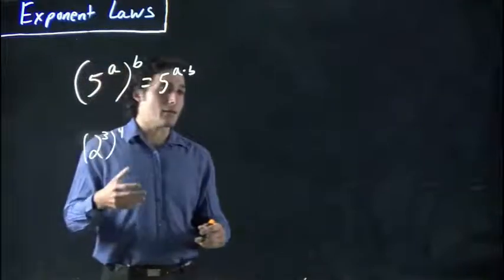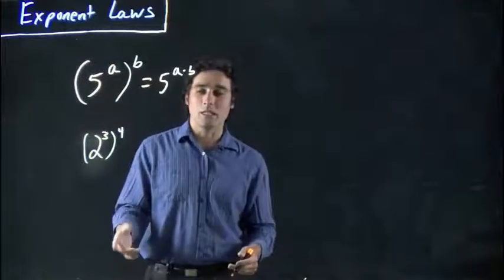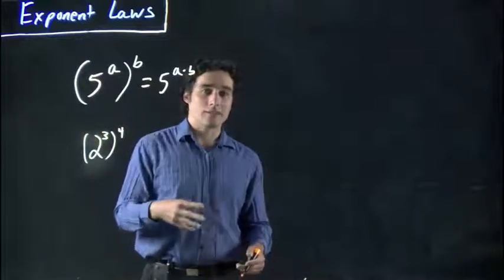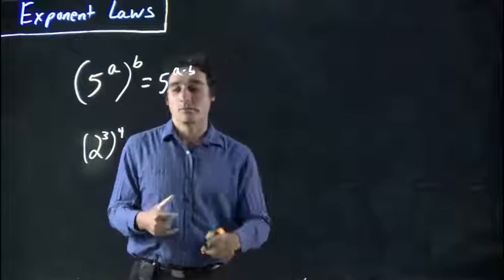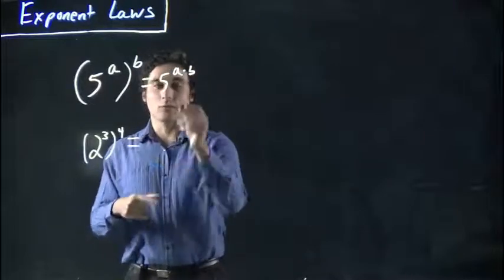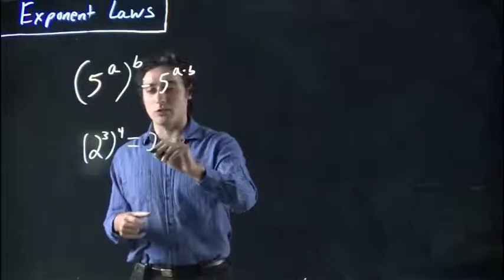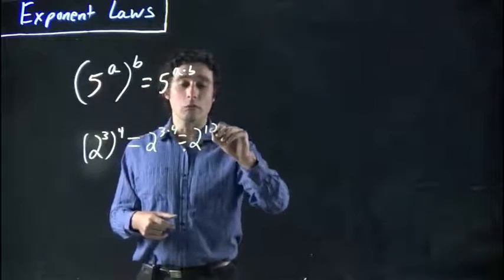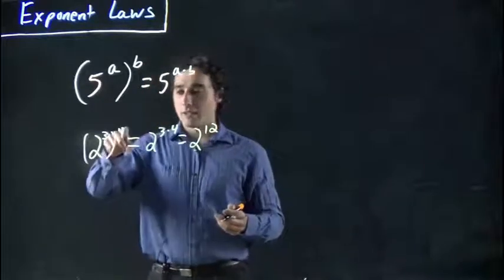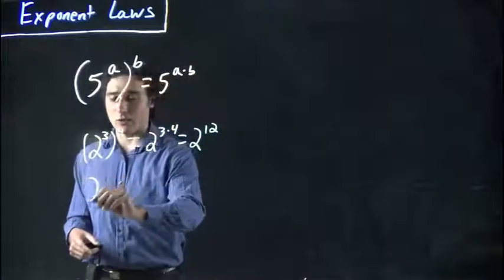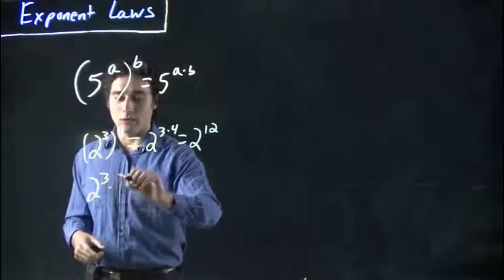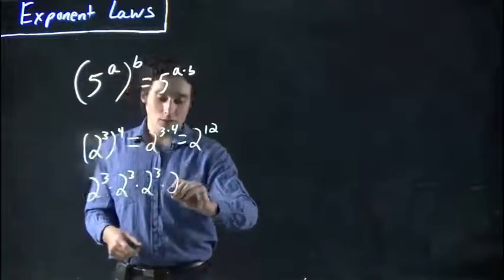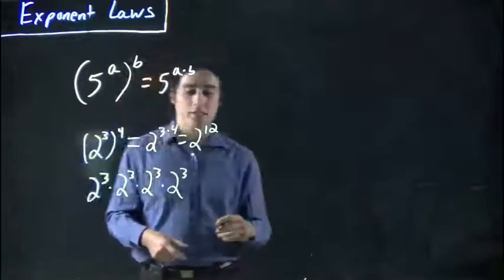Well, as always, what does something to the power of 4 mean? It means it's that thing multiplied by itself 4 times. So, well, first let's look at what the exponent law tells us. Well, this means this should be 2 to the 3 times 4 equals 2 to the 12. Okay, but again, to the power of 4 means technically we're doing 2 to the power of 3 times 2 to the power of 3 times 2 to the power of 3 times 2 to the power of 3. Kind of fun to say that.